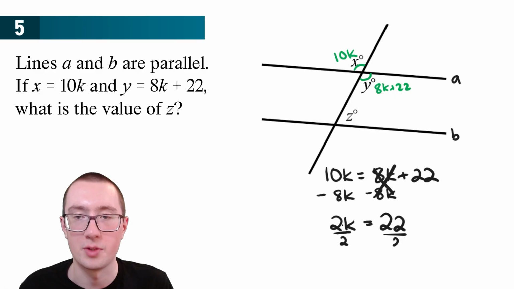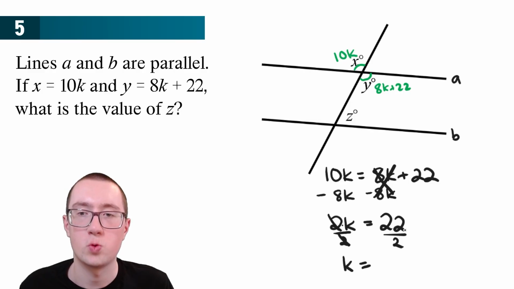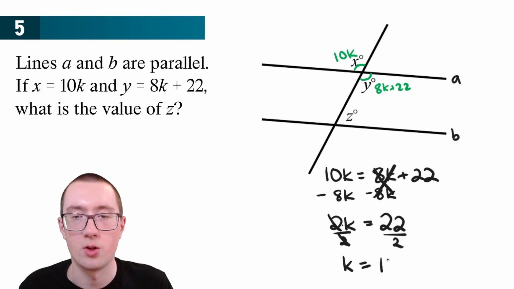I'm kind of running out of room here, but we'll just deal with it. So the 2's cancel out. And on the left, we just have the letter k. And on the right, we have 22 divided by 2, which is 11. So we now know that k is equal to 11.